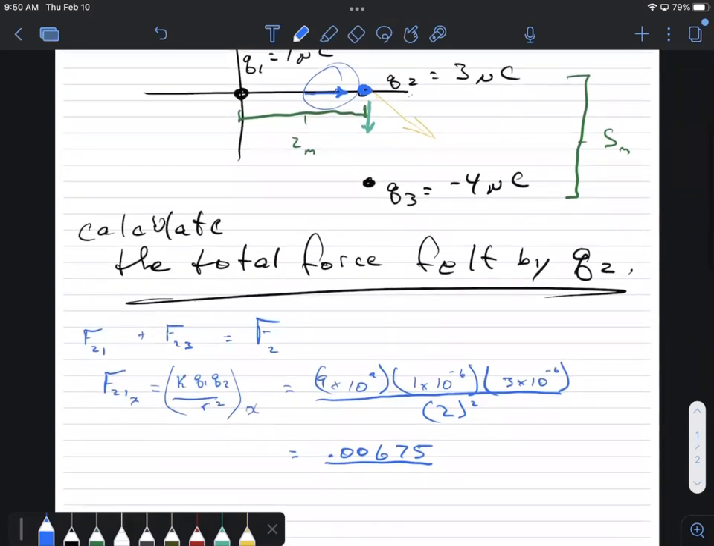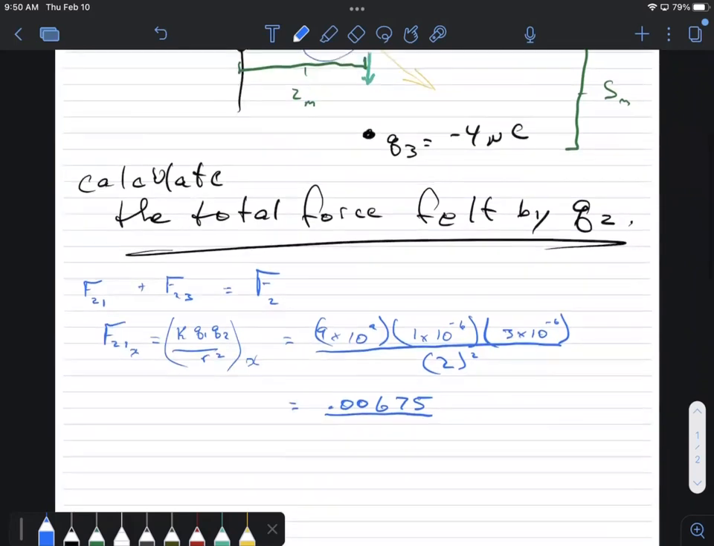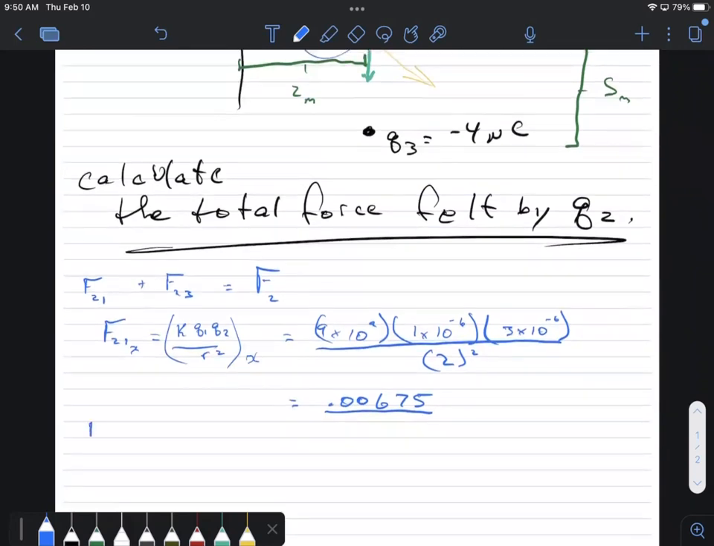So that's the x component. What about the y component? Remember, for each force, I need an x and a y. So I'll say, okay, force on 2 due to 1, y piece. Well, of course, the equation is going to be the same, only now instead of getting the x piece of that force, I'm going to get the y piece of the force.